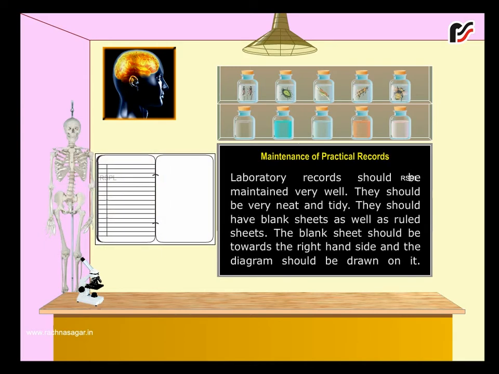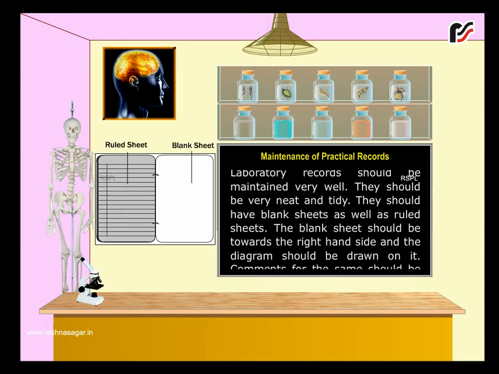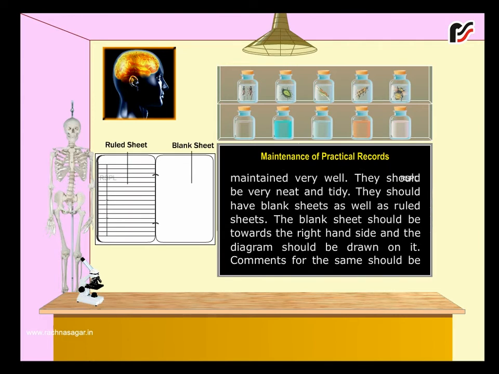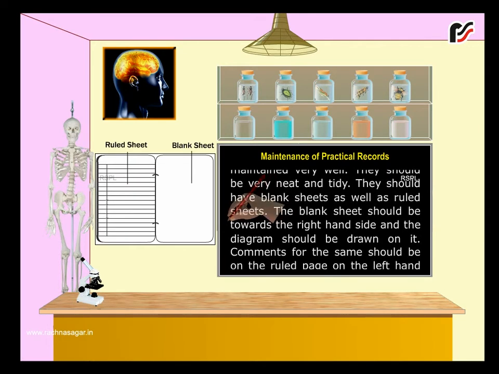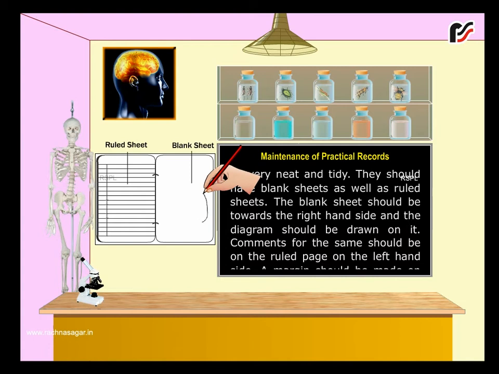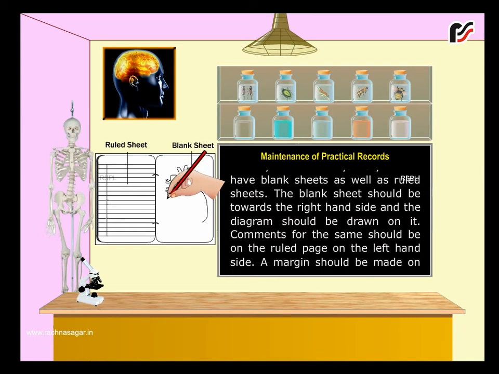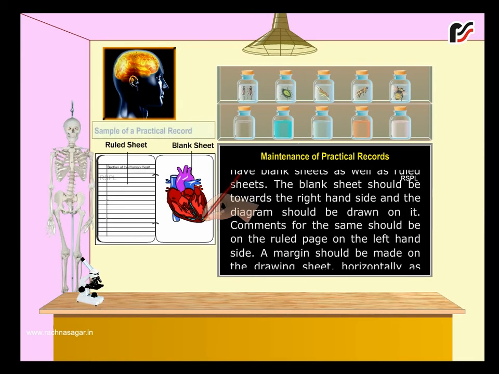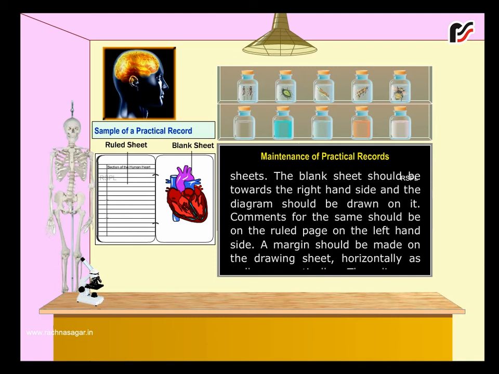Laboratory records should be maintained very well. They should be very neat and tidy. They should have blank sheets as well as ruled sheets. The blank sheet should be towards the right-hand side and the diagram should be drawn on it. Comments for the same should be on the ruled page on the left-hand side.